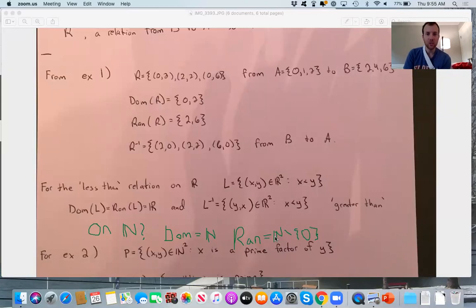So even with the same definition, depending on which set you're living on, that can change properties of the relation. In this case, the domain is the same, it's the whole set, but the range can change.